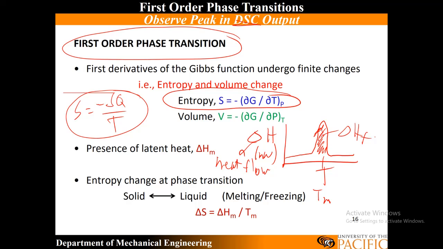That's the key idea of the analysis that we're going to do. Because we know that entropy is related to heat flow and that melting is a first order phase transition, we're going to see that discontinuity.